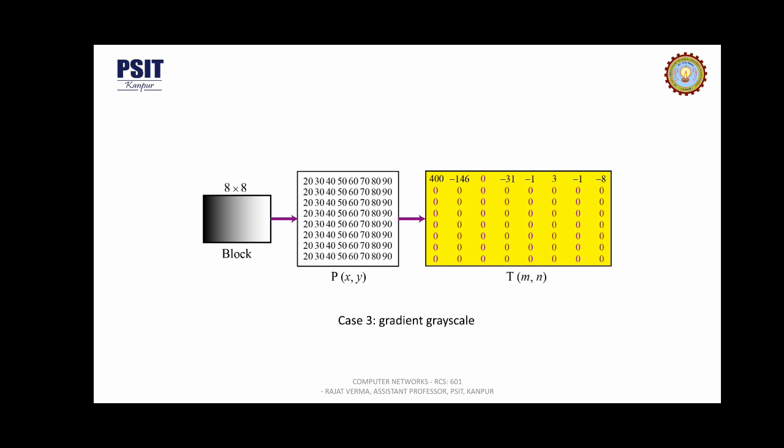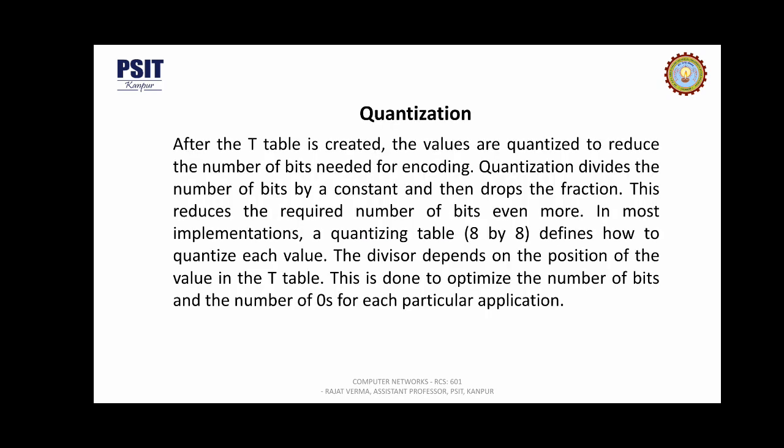Now we move on to the second process, that is of quantization. Right. Now after the T table is created, the values are quantized to reduce the number of bits needed for encoding. Previously in quantization, we dropped the fraction from each value and kept the integer part. Here we divide the number by a constant and drop the fraction. This reduces the required number of bits even more.